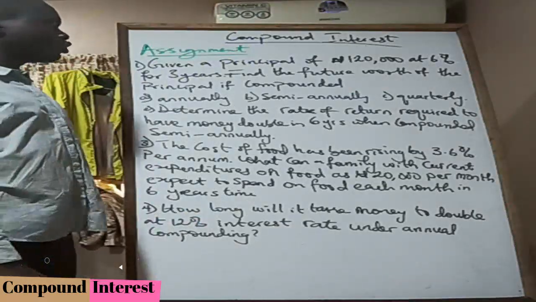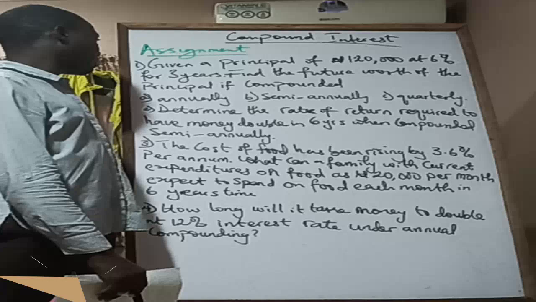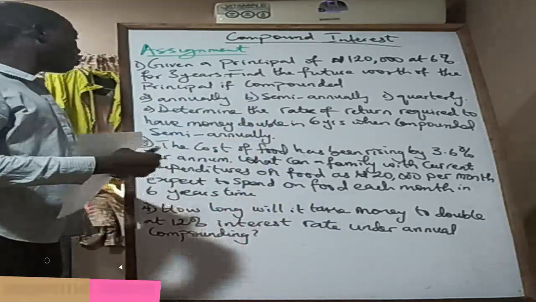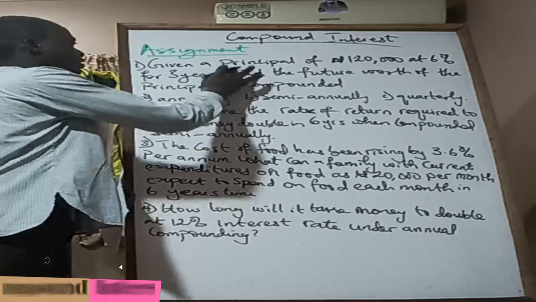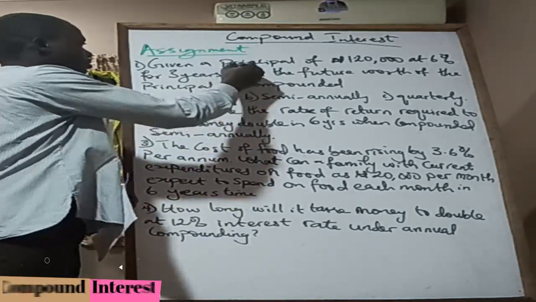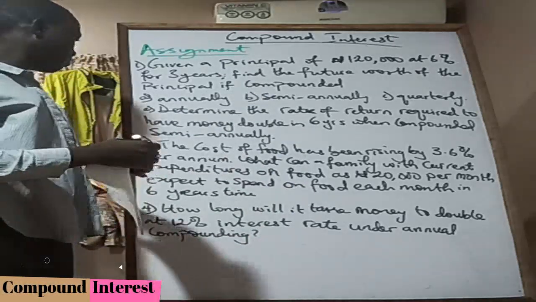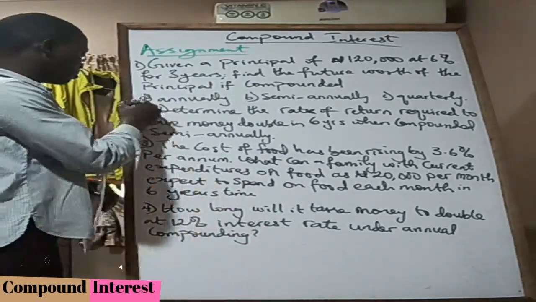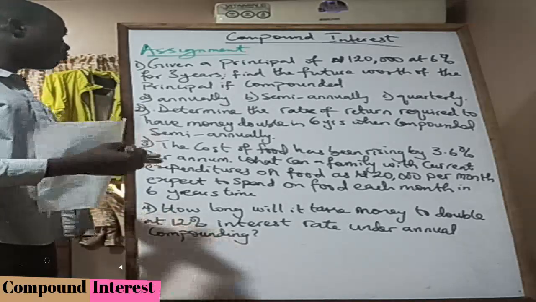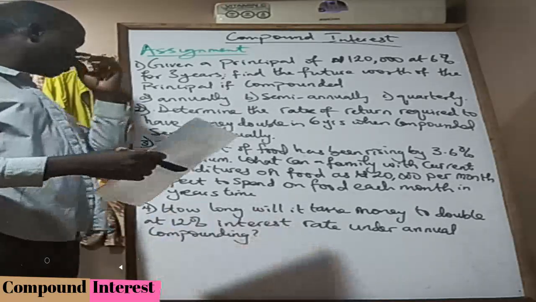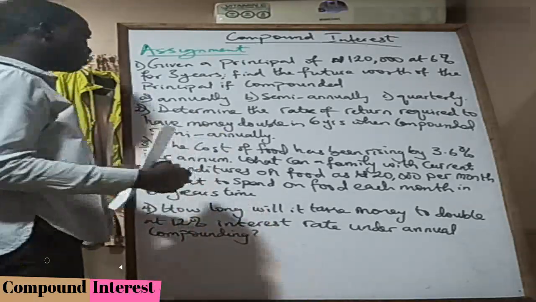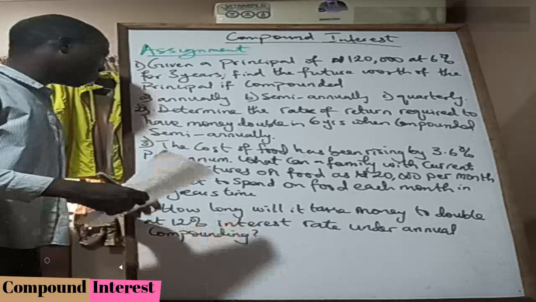Number 1: given a principal of 120,000 at 6% for 3 years, find the future worth of the principal if compounded annually, semi-annually, and then quarterly. And number 2, determine the rate of return required to have money double in 6 years when compounded semi-annually.